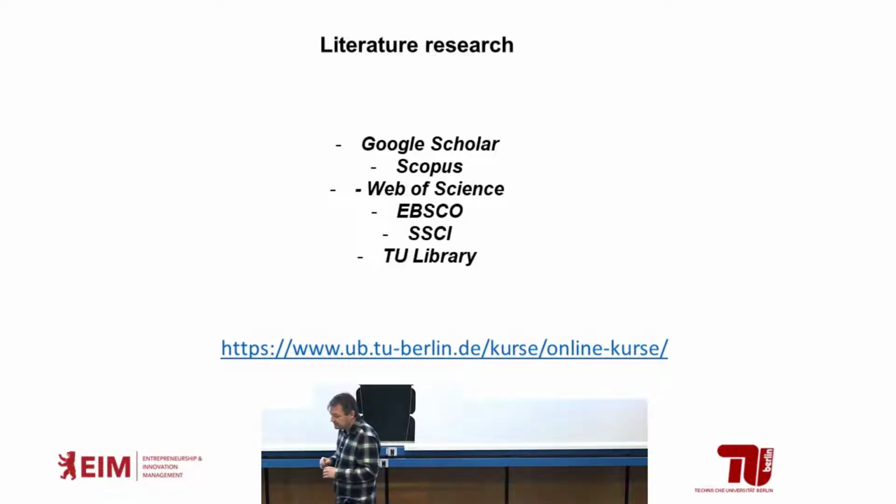Another thing for business administration research is EBSCO. That's also a controlled data pool, and only journal articles that went through a quality control go in. The Social Science Citation Index is also one. I mean, the TU Library, for books it might make sense. For articles I wouldn't use it.